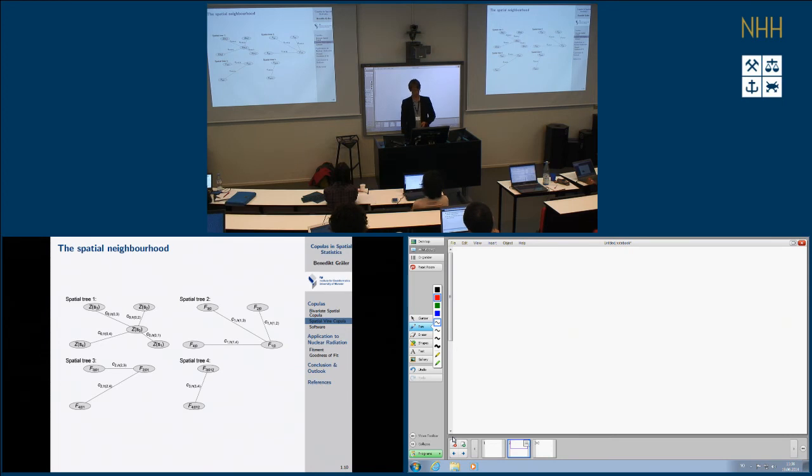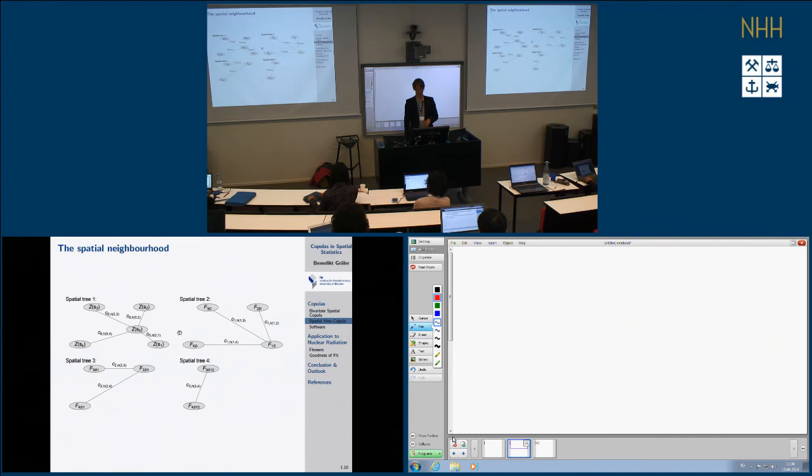That's what we adopt for the spatial case as well. So we take a central location, S0, and the four nearest neighbors, S1 to S4, and every edge here indicates a copula that describes dependence between these two locations. So what is the dependence between the process at S0 with S1, S1 with S0, S2, S0, S3, S0, S4.